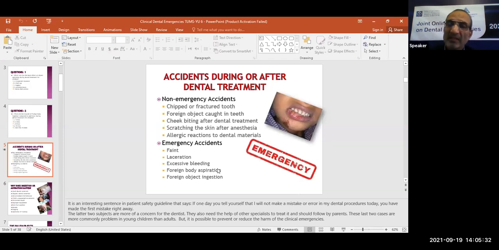But some of them are emergency accidents, for example, faint or laceration or excessive bleeding, and foreign body ingestion or foreign body aspiration. We focus in this session on foreign body aspiration and ingestion.